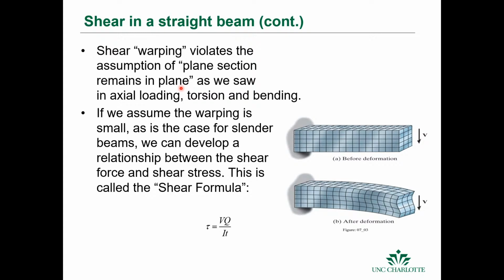Shear warping violates our assumption that we have a uniform cross section, but if we assume that the warping is small, which is usually the case for slender beams, which is usually the type of beams that we're using in machine design, then we can still use the shear formula.